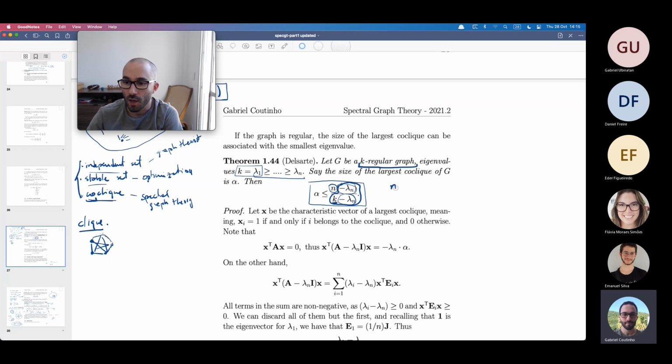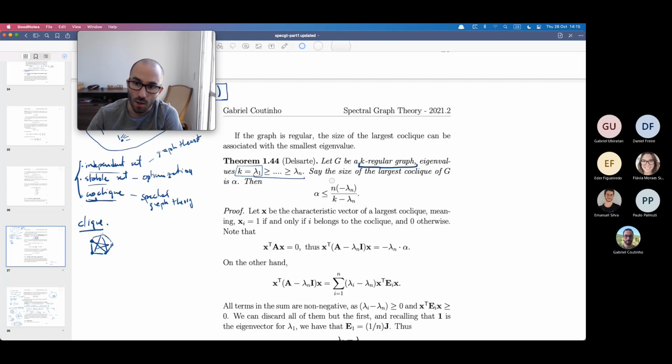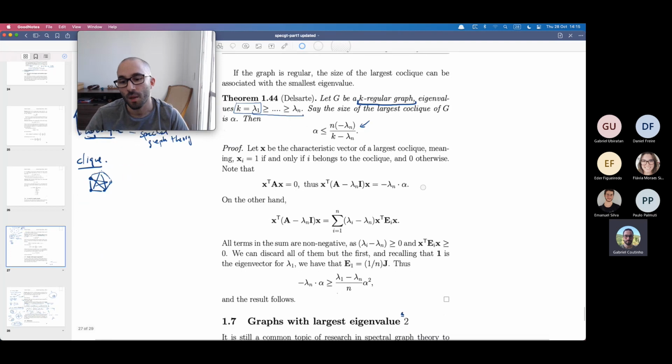So if I had written here an upper bound alpha smaller or equal, then if I had written here something bigger than n, you would say, of course, the largest independent set in the graph, the largest co-clique in the graph, of course, is at most the number of vertices in the graph. But I'm good. I'm actually writing here something which is potentially smaller. Okay. Now, how do we prove that?